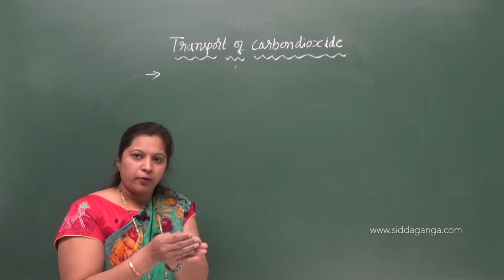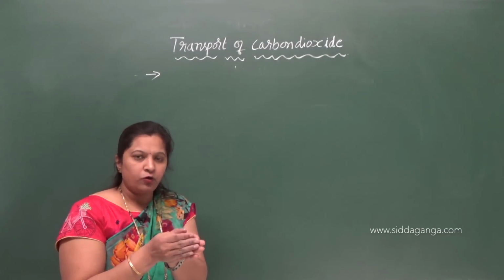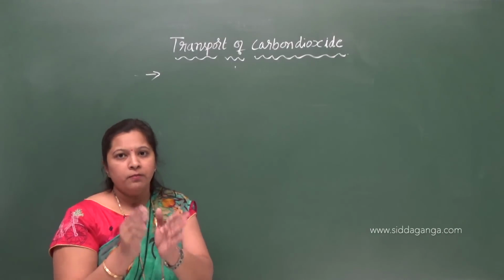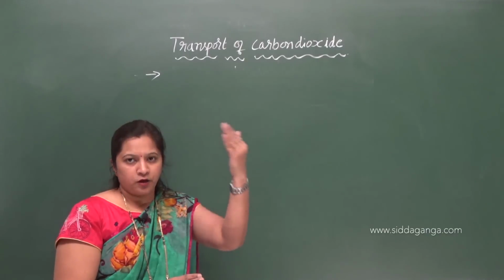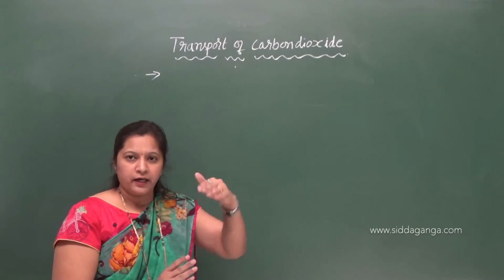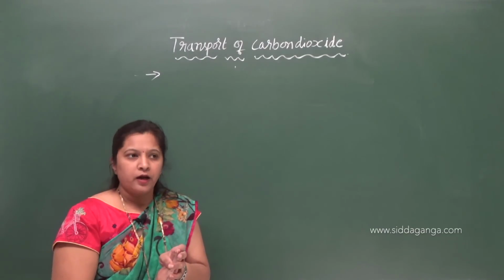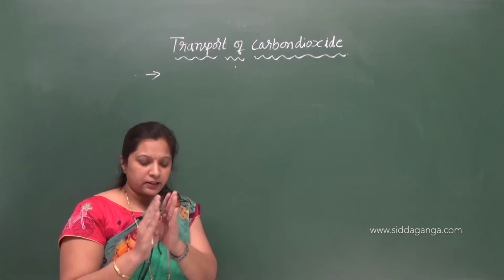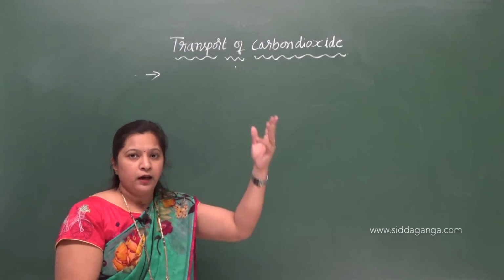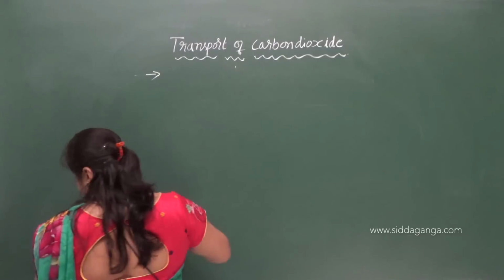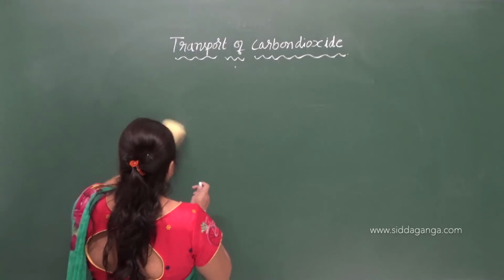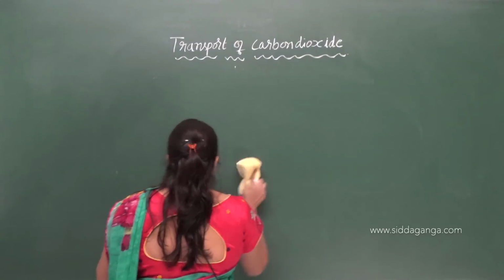The carbon dioxide which is produced will diffuse into the blood, and the blood carries carbon dioxide to the lungs, from where it is expelled out. The blood carries carbon dioxide from body tissues to lungs mainly in three ways. That is what we are discussing today: transport of carbon dioxide by the blood.